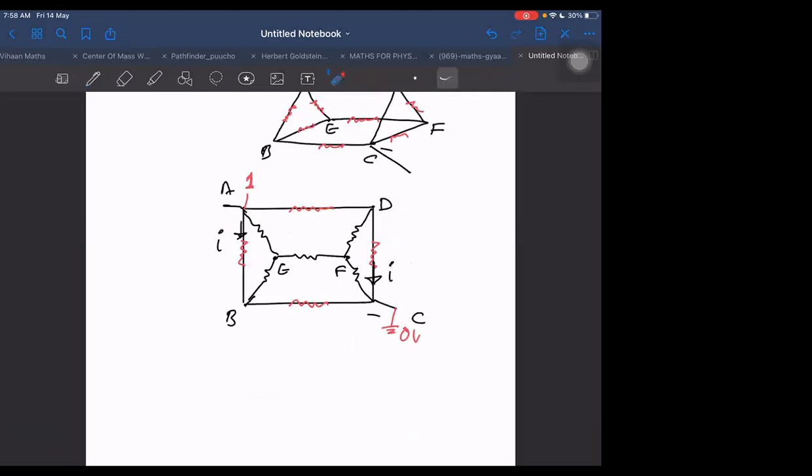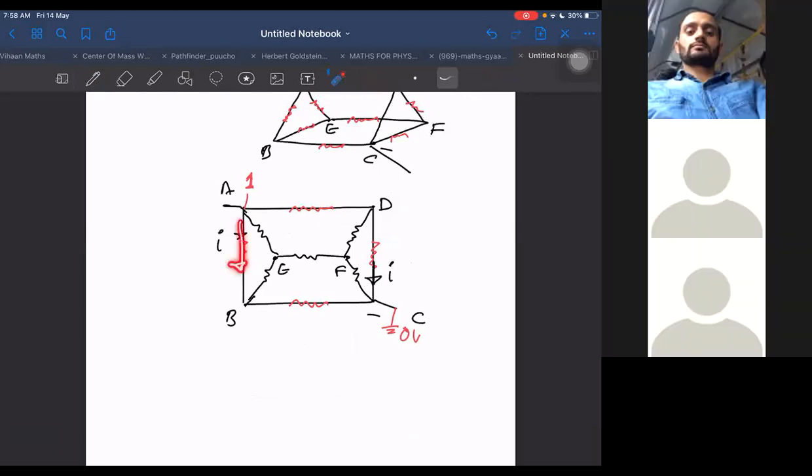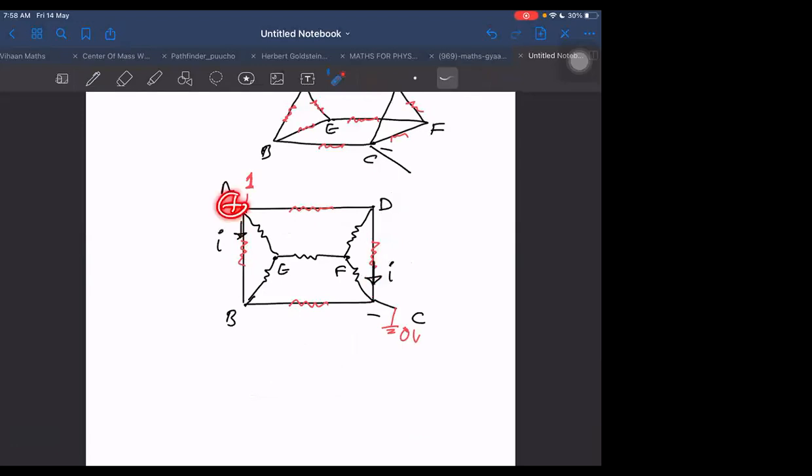Now somebody may ask me, sir, which direction to take current? Here I am taking downwards. Should I take here downwards or upwards? It is understood from positive it will be going away. For negative side it will be coming towards. But in some places it is not that easy also to tell. Why?